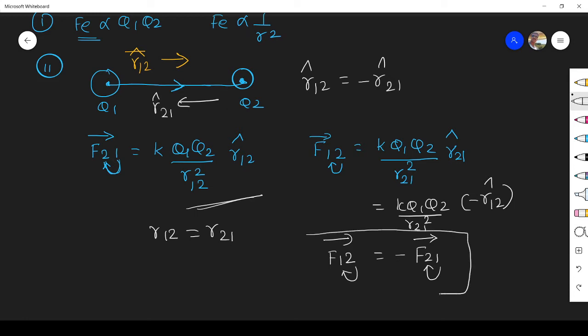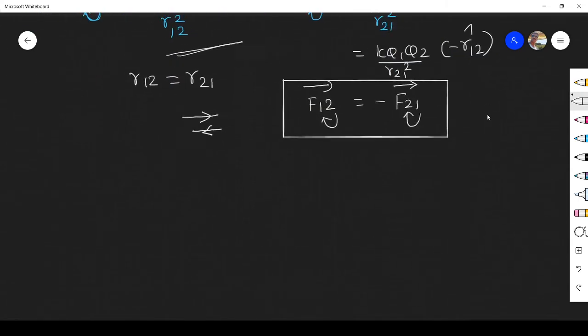We know that this is Newton's third law: for every action there is an equal and opposite reaction. If charge 1 applies force on charge 2 in this direction, surely charge 2 should apply force in the opposite direction. That's what F12 is equal to minus F21. This is the second important point.